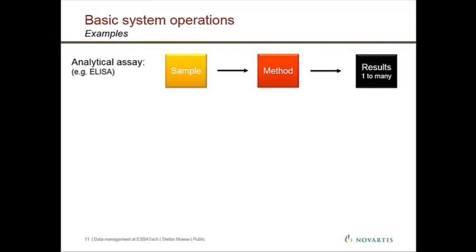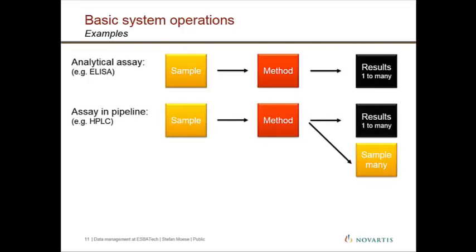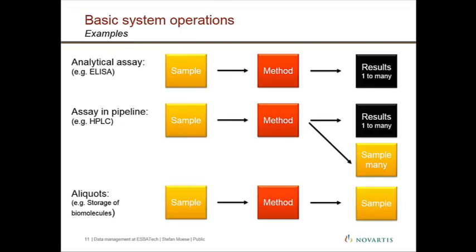So an assay is a sample, a method, and then this assay generates results. Then we have other assays like a purification, where you also generate new samples. And then there are also just trivial things like making aliquots, where you say, okay, you have one sample, you make 10 out of it, so you generate new samples.